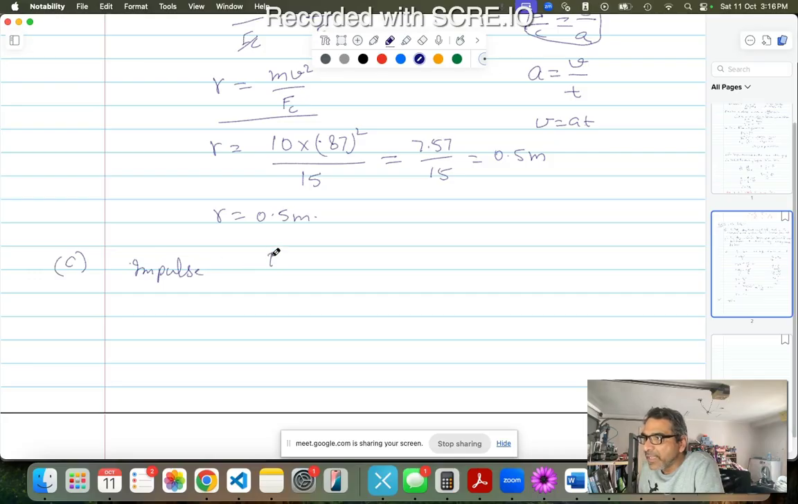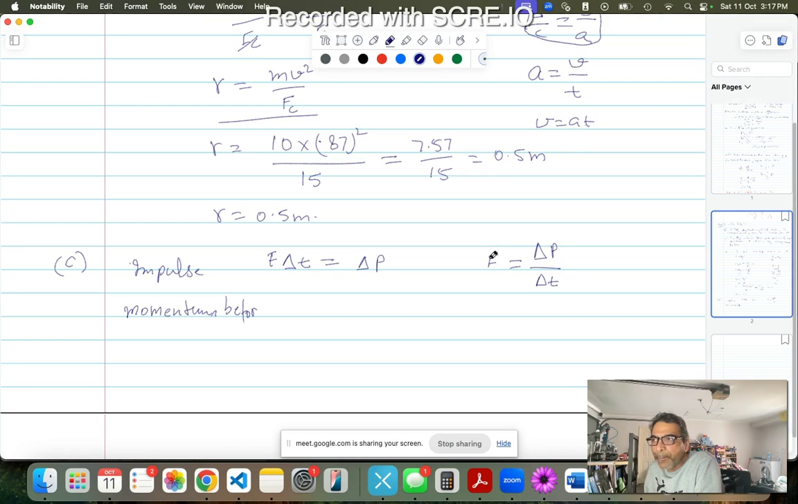The impulse formula says F multiplied by t is the change in momentum. Because there is a collision, we first want to know what the momentum was before. So this is the formula for the force.